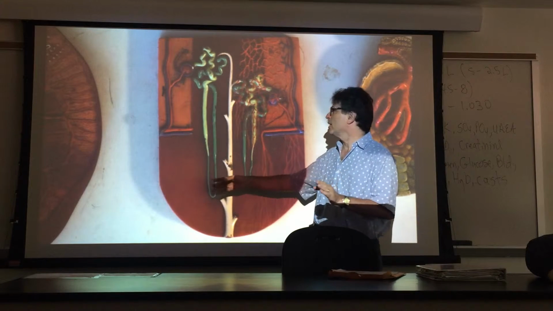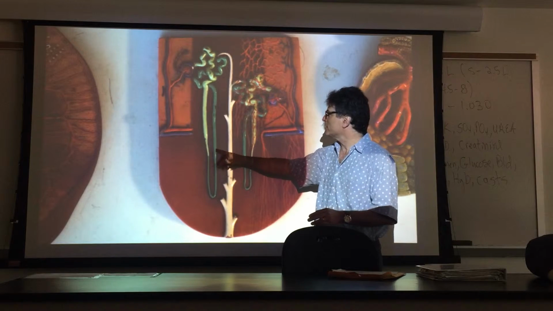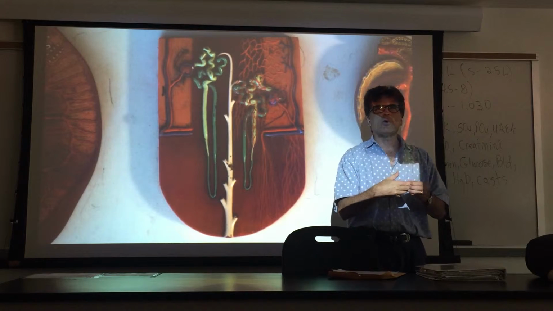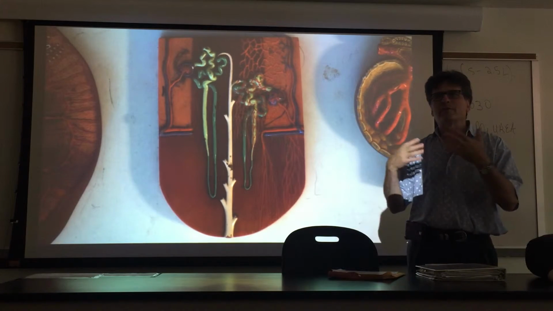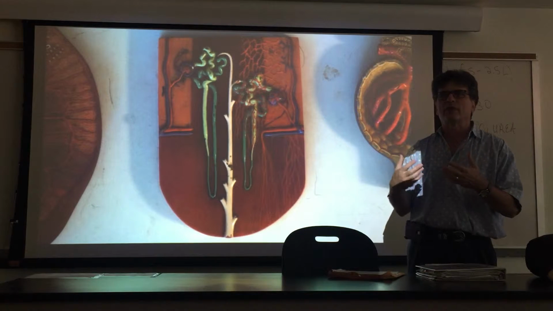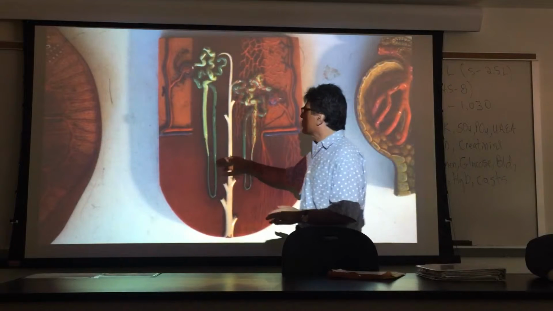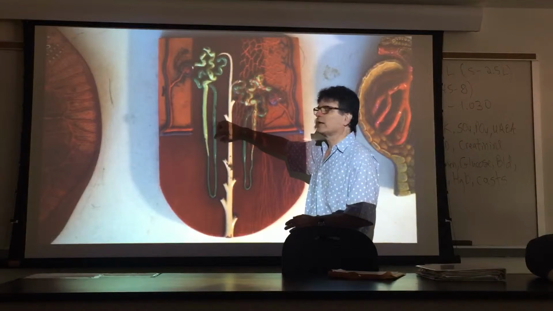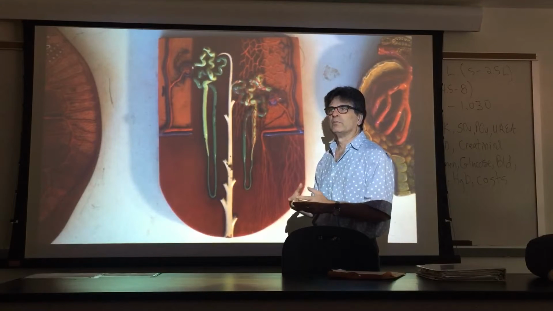And that helps it on the ascending side, because as we go up this ascending side, the walls here become thicker because they're loaded with salt pumps. They're pumping out sodium and potassium at rapid rates. Chlorine is following, and all kinds of minerals are coming out. So the ascending loop of Henle, the thick loop of Henle, is pumping out sodium and minerals.